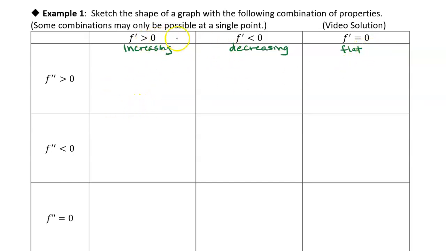So that's how we would interpret the first derivative of a function, the rate of change of a function. If it's positive, it's increasing; negative, it's decreasing. And if it's zero, it's neither increasing nor decreasing. So it just is horizontal.